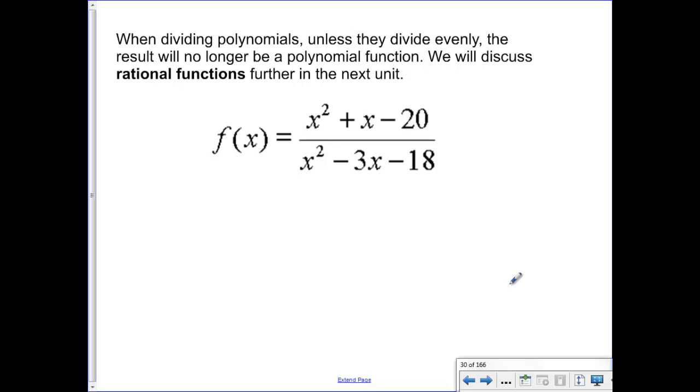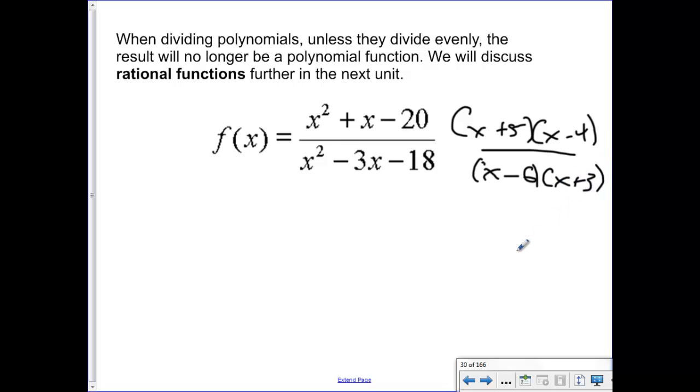Okay, Aiden, your question. When dividing polynomials, unless they divide evenly, we can't do it basically. In order for it to remain a polynomial function, it has to divide evenly. In our non-polynomial functions unit, we'll do something like this. This guy right here can factor to x plus 5, x minus 4, and what's this guy gonna factor to? x minus 6, x plus 3. Do these guys actually divide?